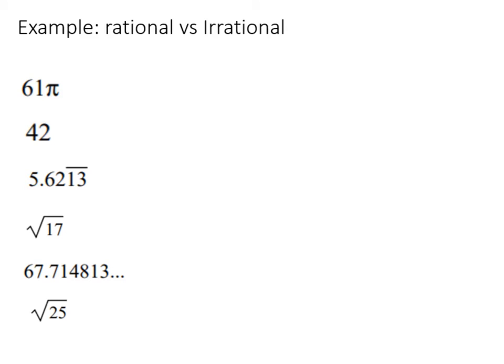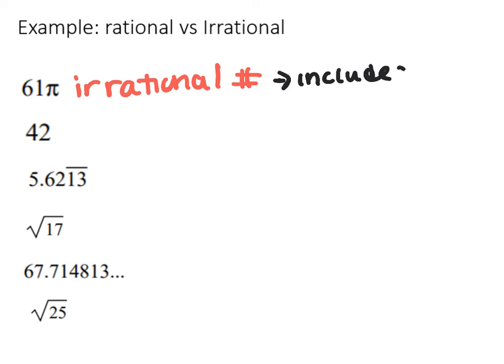For the first example, we have 61 pi. This would be an example of an irrational number, and the reason for that is that it includes pi. For the next example, 42 can be written as 42 over 1, making it a rational number, and that's because it can be written as a fraction.